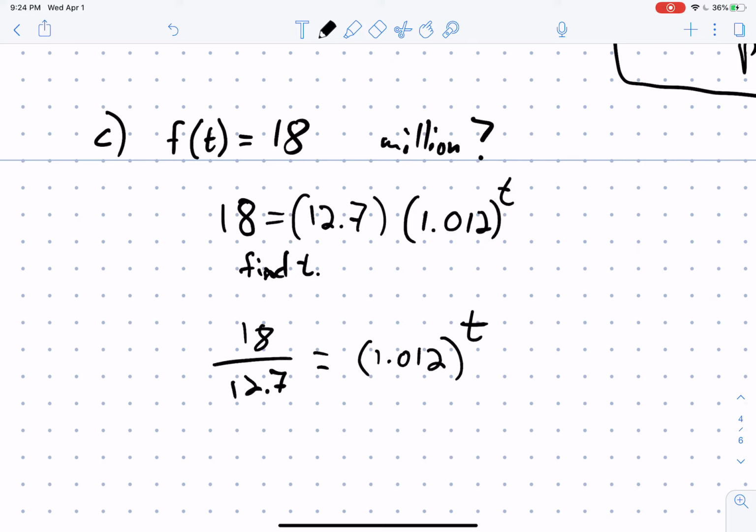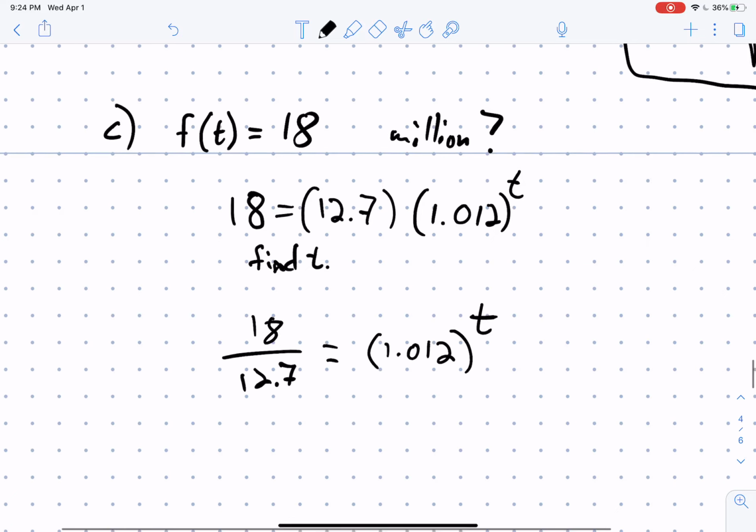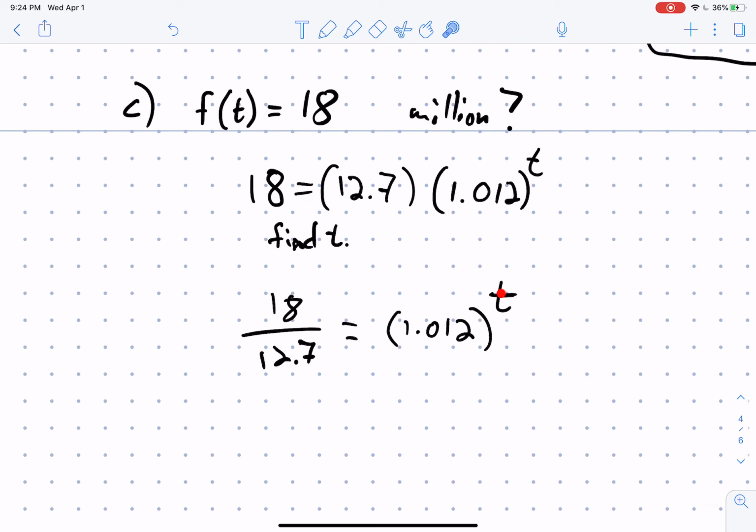Okay, now we have a slightly annoying problem, which is we want to get t by itself, but t is not down here. T is up in the exponent. And so we can't use the same taking a radical or a root here because we don't know what radical or root it is. That's the t that we're looking for.